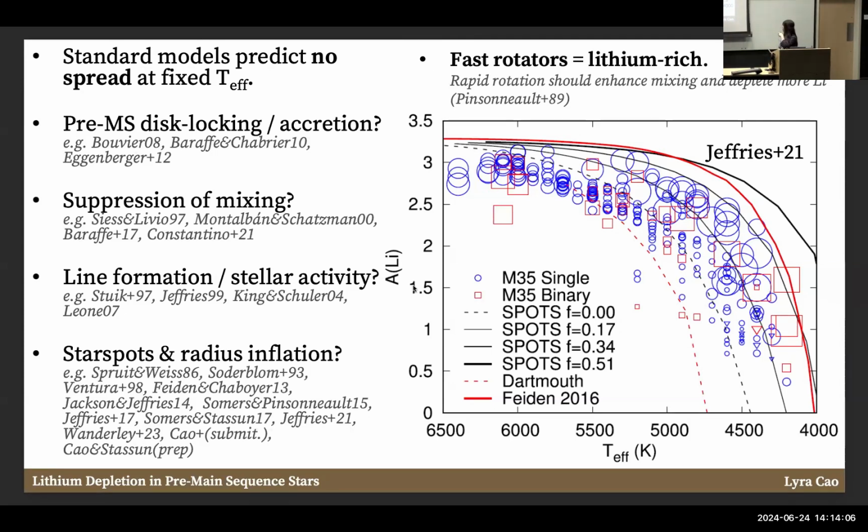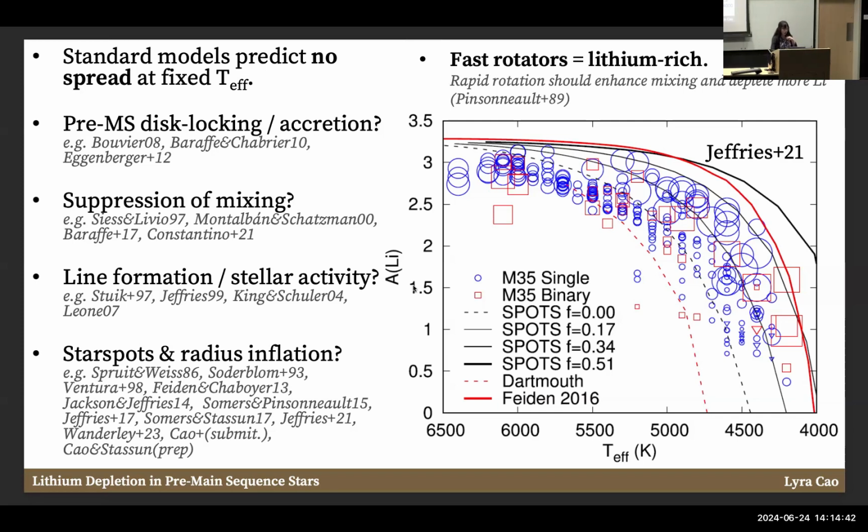Here's another example from Rob Jeffries' 2021 paper. This is M35, kind of a Pleiades analog almost. So we have explanations that range from different disk locking mechanisms for some of these stars in the pre-main sequence. We have ideas where rotation may be able to suppress mixing to some degree. We have ideas that maybe some of this may not be a real spread. Some of this might be due to stellar activity and differences in the line formation parameters.